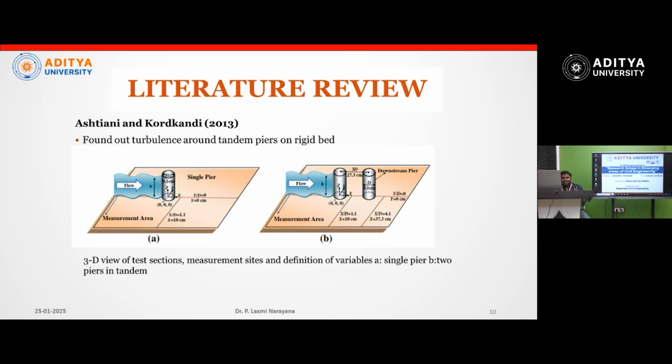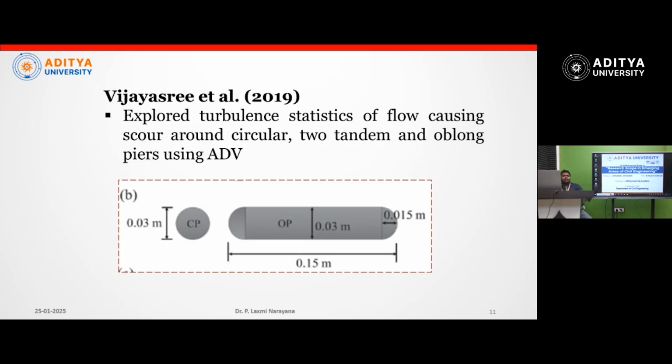From all those things, they decided that downstream pier has been very much safe in the tandem case because local scour has been reduced by 50%. That is what the study from Astian Kodakandi found. And Vijayashri from IIT Bombay did different shapes: circular shape, triangle, trapezoidal, oblong shape. So many things she did.